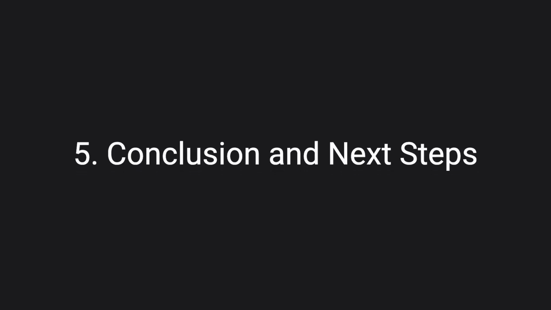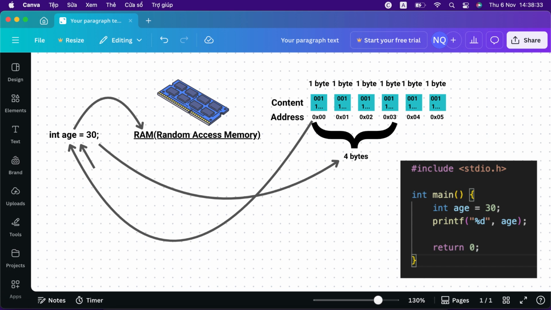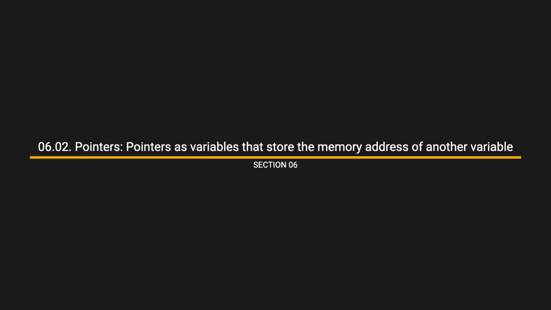Fifth, conclusion and next steps. We have established the foundational concept. Every variable is stored at a unique, numbered location, an address, in RAM, and it contains some content, the value. In the next lesson, we will introduce a new type of variable that exists solely to store those first addresses. Our next lesson is 6.02. Pointers. Pointers are variables that store the memory address of another variable.